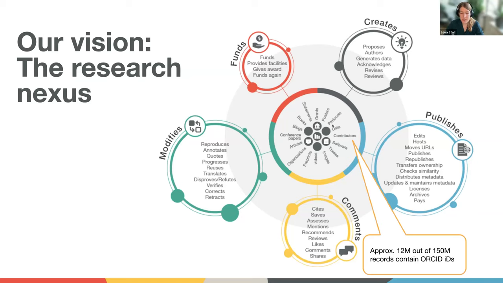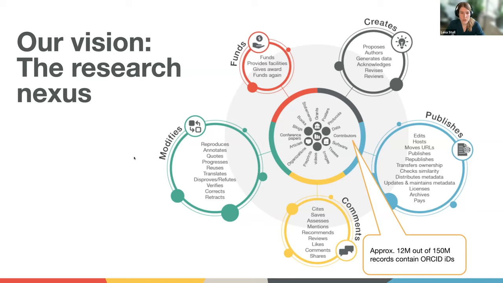And in order to build this, we can't just focus on this inner circle of individual entities, people, outputs. You can see all sorts of different content types here, but more and more we're trying to focus on the relationships between these entities, which is the outer layer of the diagram that you can see. Have there been updates to something? Who has cited it? Who has funded it? All those kinds of things to interconnect the research nexus.